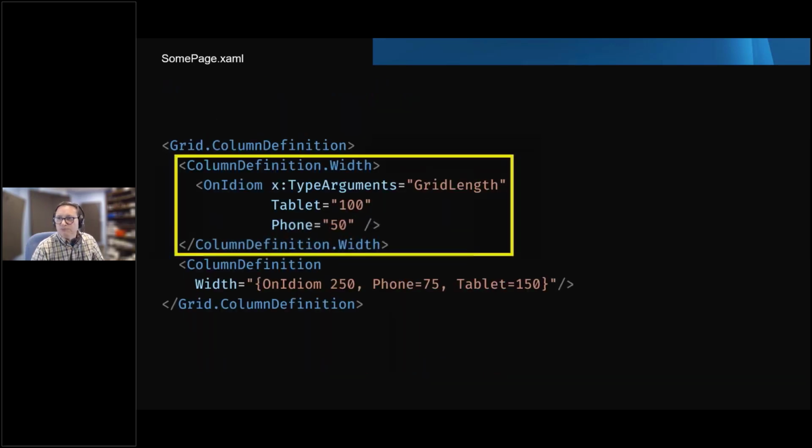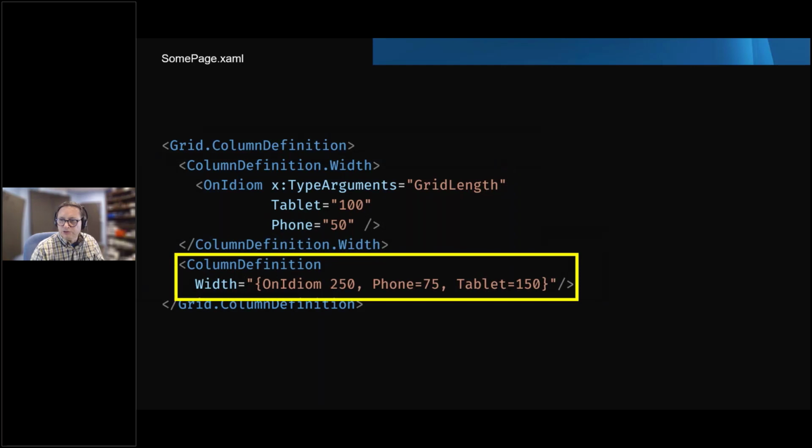So in XAML, if you want to set the width of a column based on what you're running on, we're going to say OnIdiom with a type argument of GridLength. If it's a tablet, we want the column to be 100 units wide. If it's phone, it's 50. And there's a shorter version of doing that as well. We can just say ColumnDefinition Width equals OnIdiom 250 is the default, phone is 75, tablet's 150.